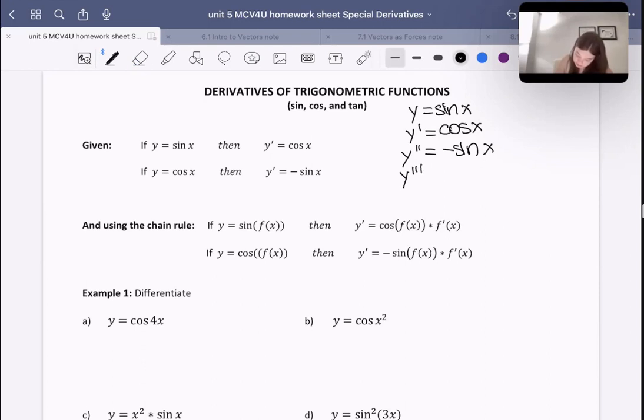What's the derivative of negative sine x? Well, we know the derivative of sine x is cos x, so therefore the derivative of negative sine x would just be negative cos x. And what's the derivative of negative cosine x? Well, regular cosine x would be negative sine x, so therefore negative cosine x would give us positive sine x. And we're back to the beginning, right? Because then what's the derivative of sine x? Cos x, then negative sine x, then negative cos x, then back to sine x again.